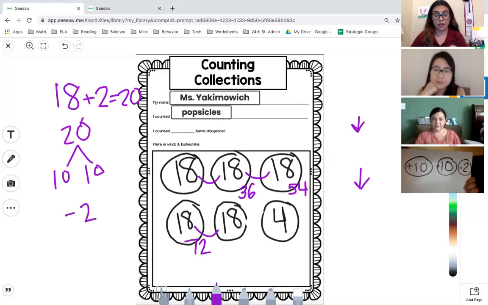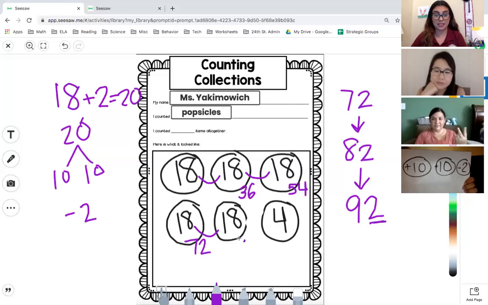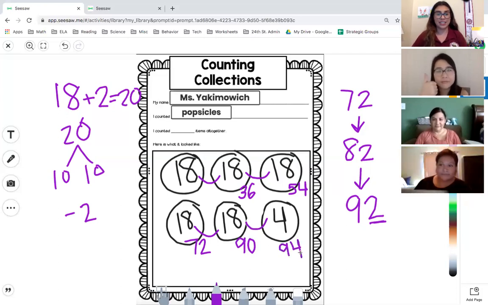So we have 72. 72 plus 10 more gives us 82, plus another 10 more gives us 92, and then we have a 2, subtract 2, that's just going to give us 90. And then 90 plus 4, 94. So our total is 94. We counted 94 items all together.